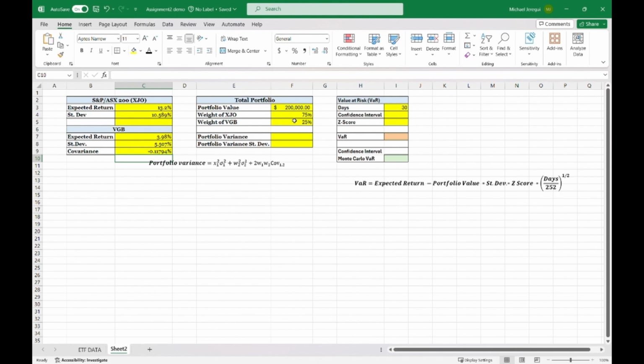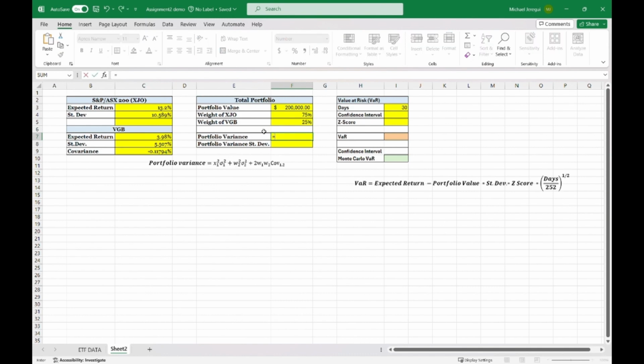We need to calculate the portfolio variance with our portfolio value at $200,000, with 75% allocated to the stock market, ASX 200, and 25% to the bond market, VGB. We proceed to calculate the portfolio variance using a two-asset formula to find the portfolio variance.